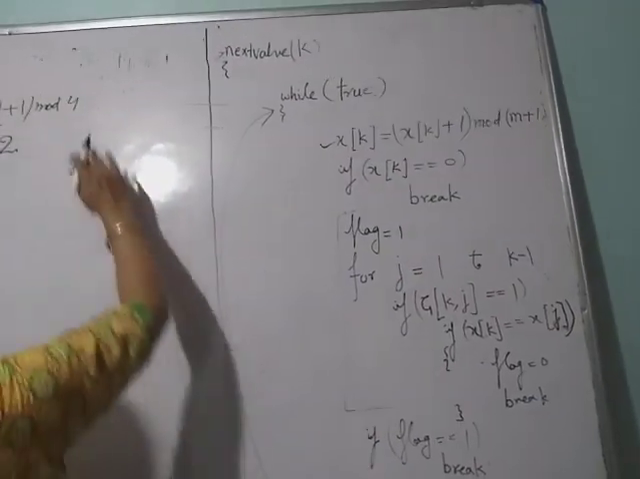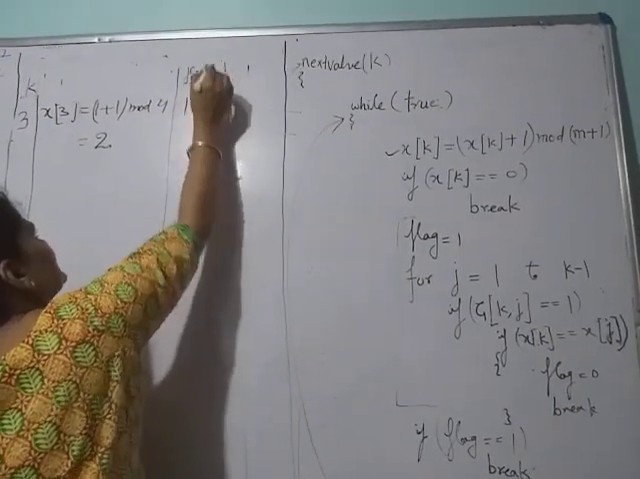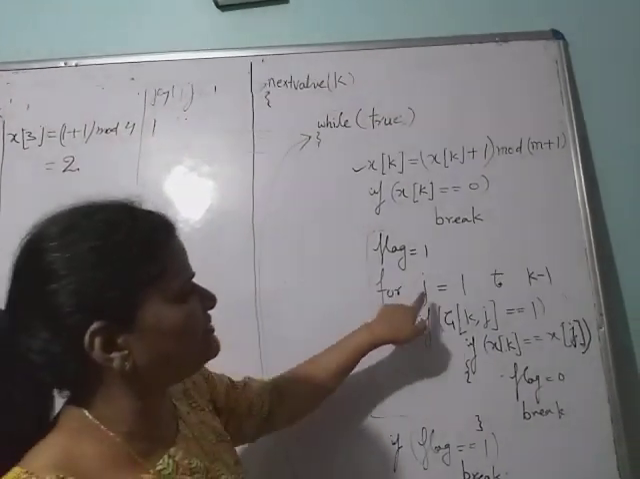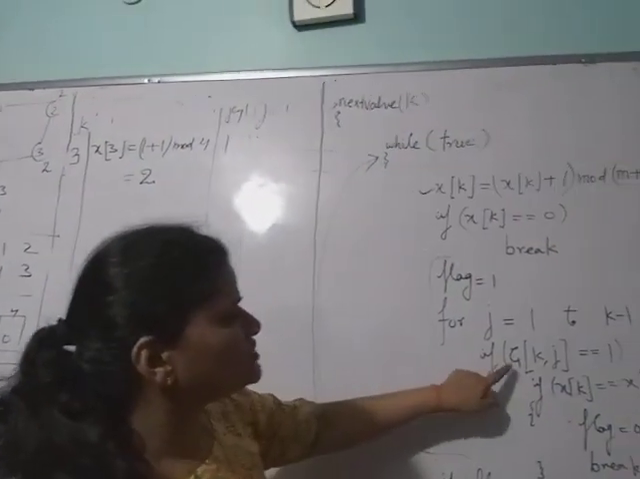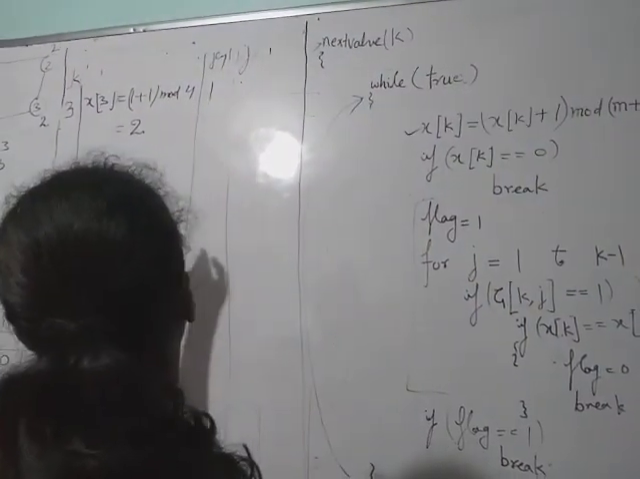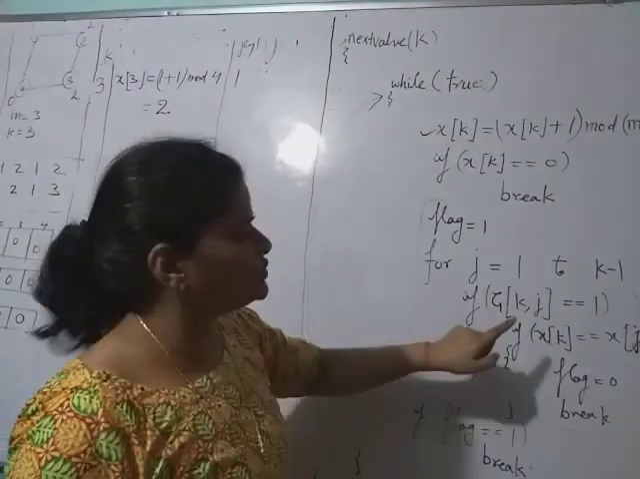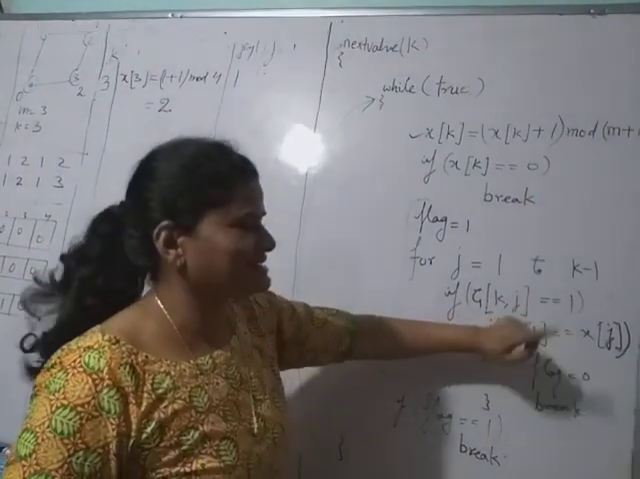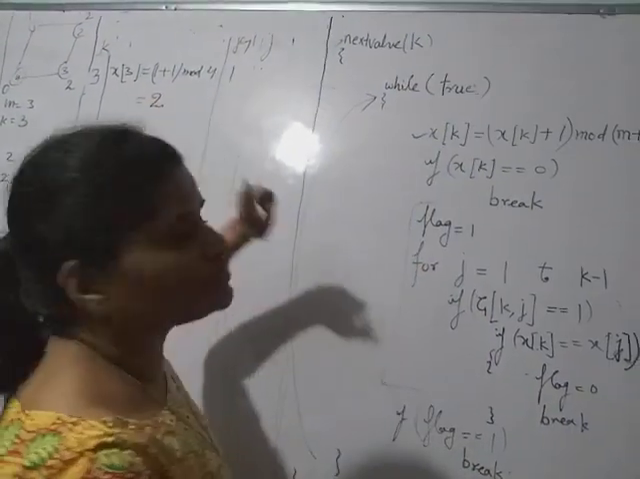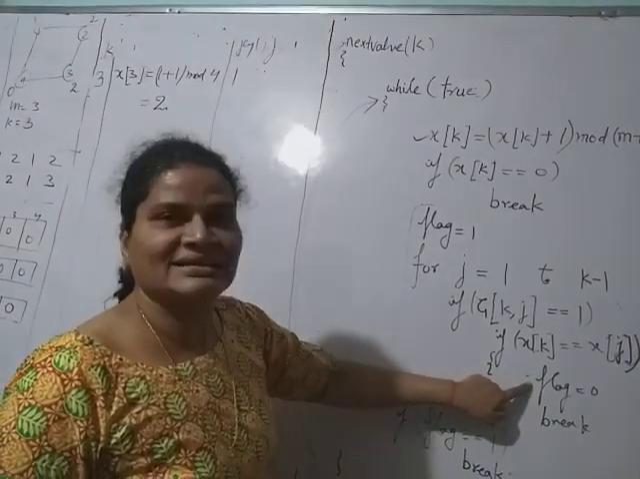Flag is 1. J will run from 1 to 2, as k is 3. So for j equal to 1, is (3, 1) adjacent? No, 3, 1 is not adjacent. So the value of j is 2. 3, 2 is adjacent. X3 is 2 and X2 is also 2. So this condition is true and flag is 0.